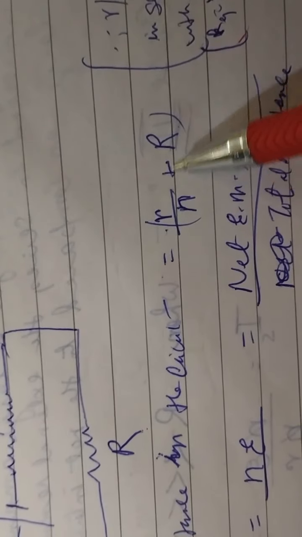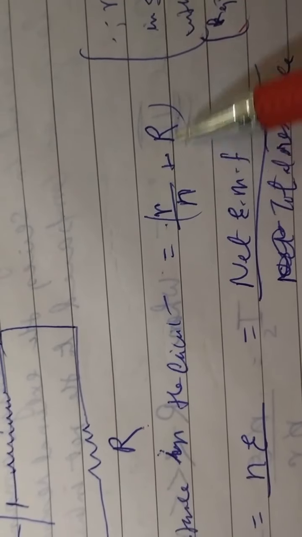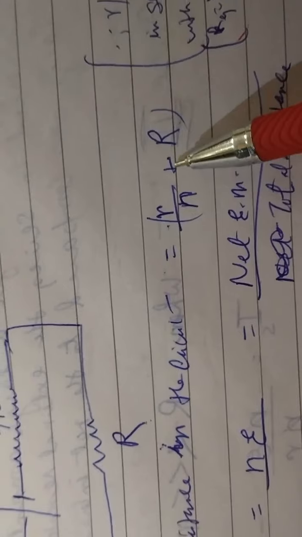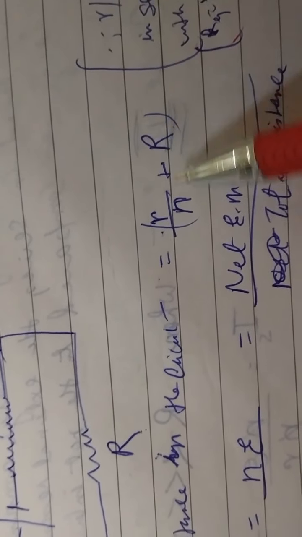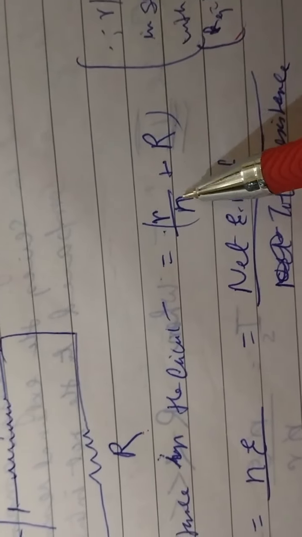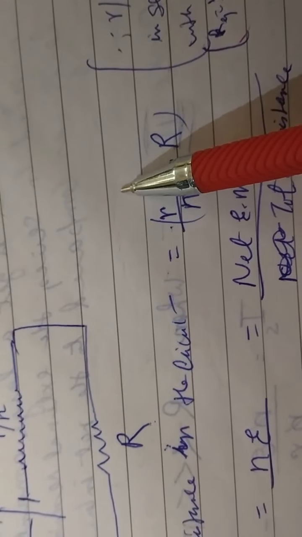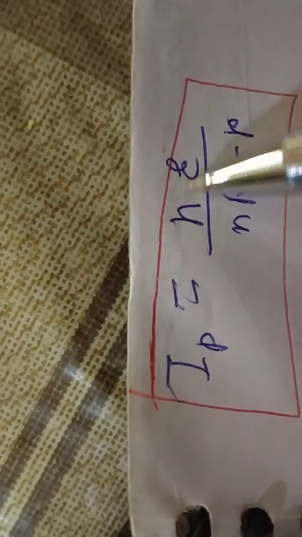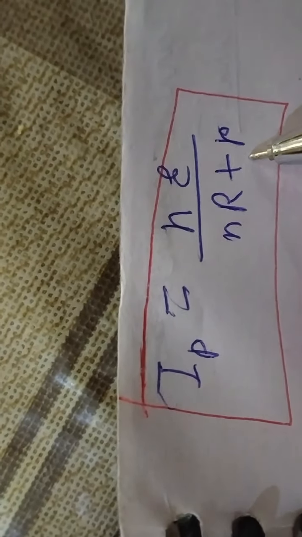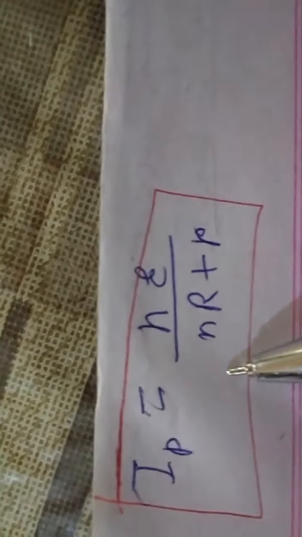So this N we will take the LCM, it will be R plus N R upon N. So this N will go in the numerator. So we'll get IP is equal to NE upon N capital R plus small r. This was just opposite in the series here. So this is the total current in the parallel combination.